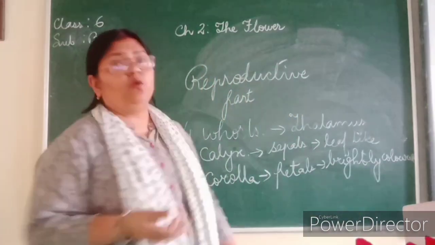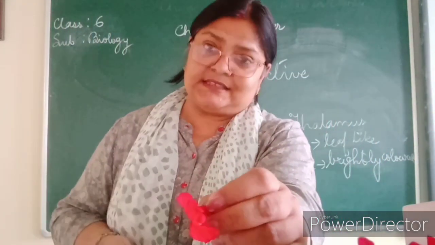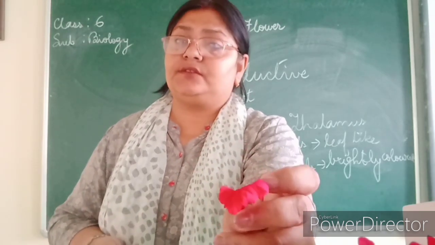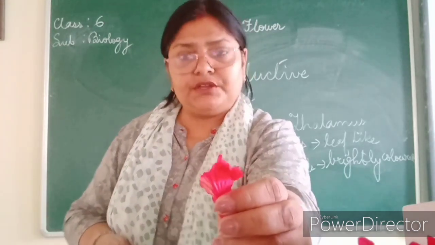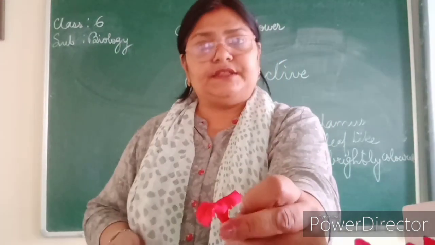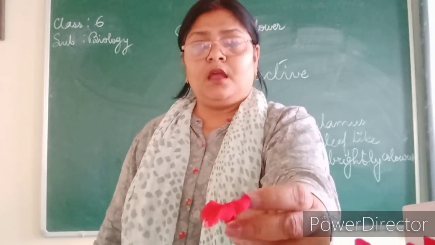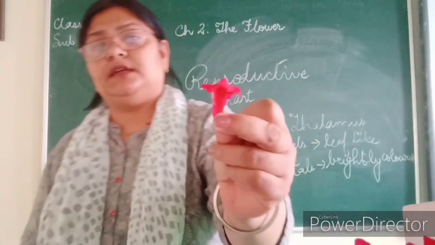And how does it help the flower? Now these petals are so brightly colored and attractive that not only do they attract us with their beauty and make the flower look beautiful, they also attract the insects. These insects get attracted to the flower and help in pollination. Pollination is a process which is required for a plant to produce seeds and fruits. So the insects get attracted to the flower and help in pollination because of these bright colored petals.